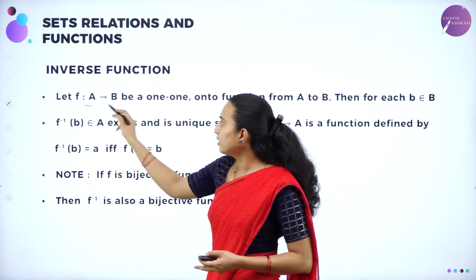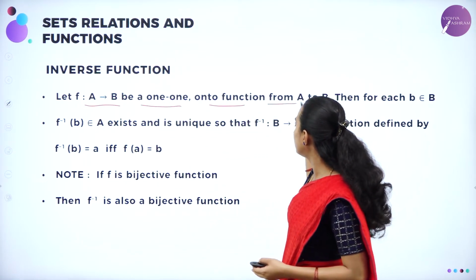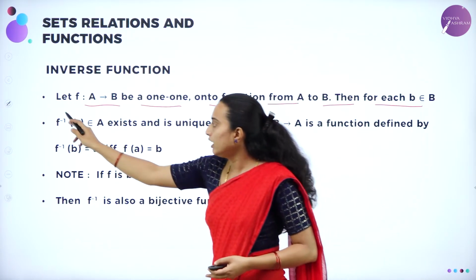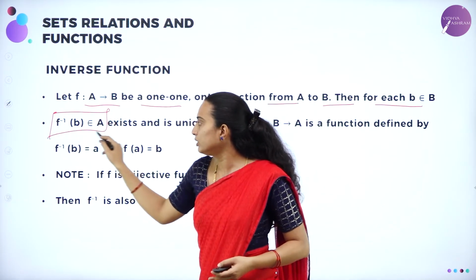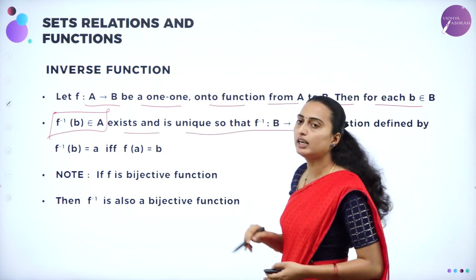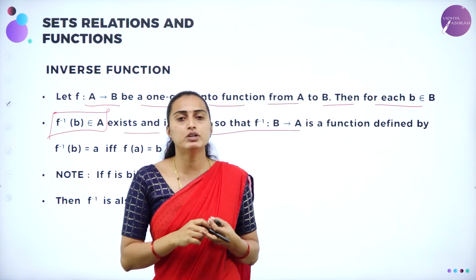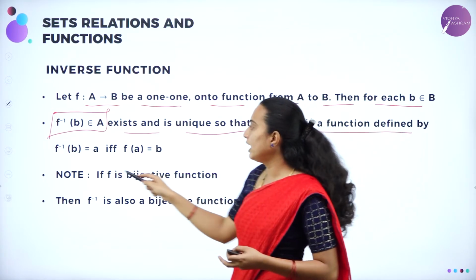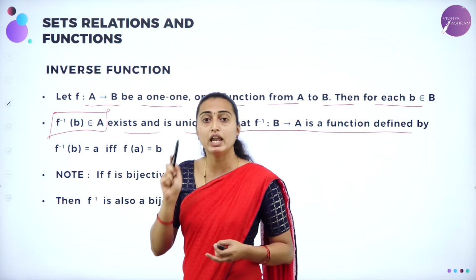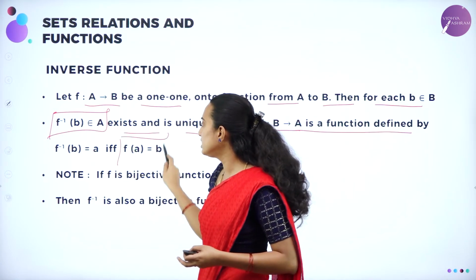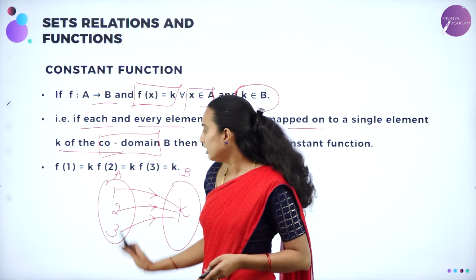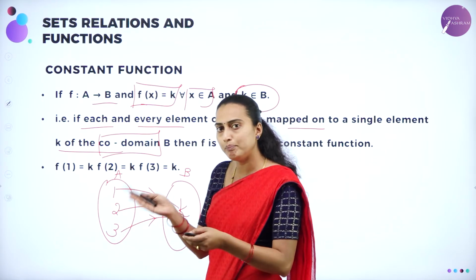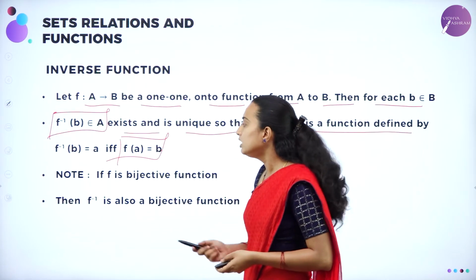Inverse means f from A to B is a 1-1 onto function from A to B. Then for each b belonging to B, f inverse of b equal to a exists, and it is unique. That is, f inverse, meaning the reverse, from B to A is a function defined by f inverse of b equals a if and only if f of a equals b. What is f of a? f of a is equal to b. F inverse means you have the reverse, B to A. That is known as the inverse function.